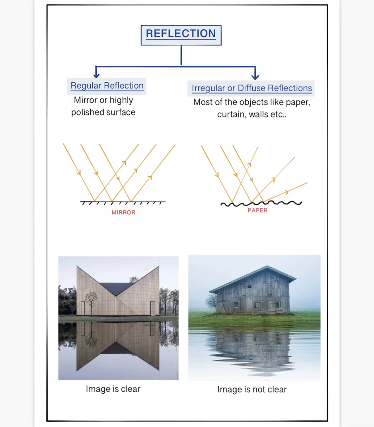For you to understand, when you stand in front of a mirror, you get a very clear image. That is regular reflection. So even the reflected rays are reflected back in the same way as the incident ray. Okay, so these are the major differences between regular reflection and irregular reflection.